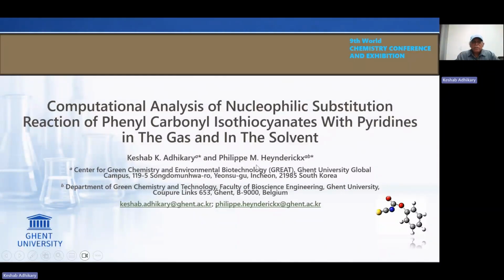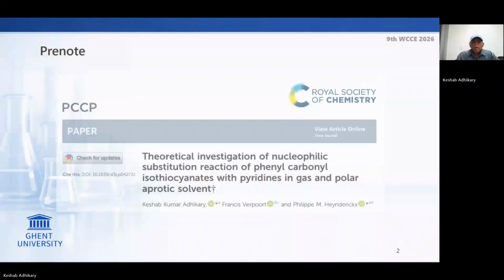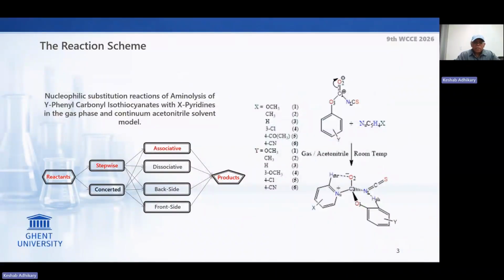I am going to discuss the computational analysis of the nucleophilic substitution reaction of phenyl carbonyl isothiocyanate with pyridine in the gas and solvent model. This substitution reaction usually runs through two different paths, one stepwise and one concerted. Both paths are associative or dissociative type, with backside nucleophilic attack or frontside nucleophilic attack, and finally the transnative product.